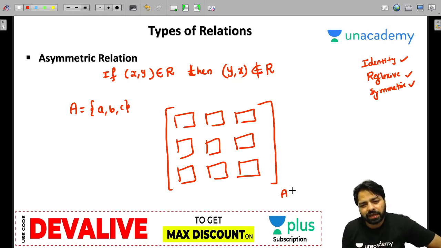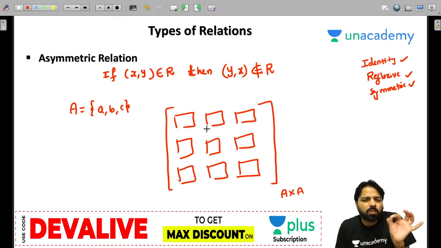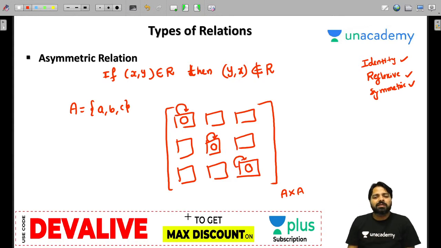If you are applying a subset of A cross A, if (x, y) is in the relation, (y, x) should not be in the relation. So diagonals are definitely not present, because they are symmetric to themselves. (x, y) and (x, y) itself. If (x, y) is there, (y, x) is also there for diagonals, so they should not be present in any asymmetric relation. Right? No diagonal appears in an asymmetric relation.